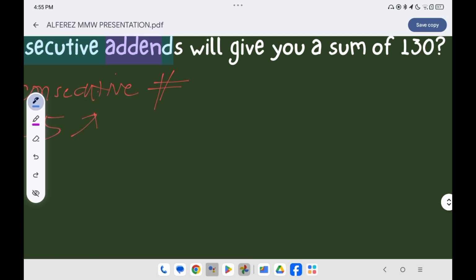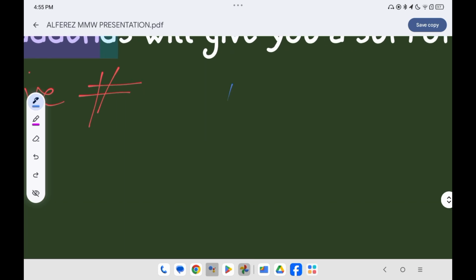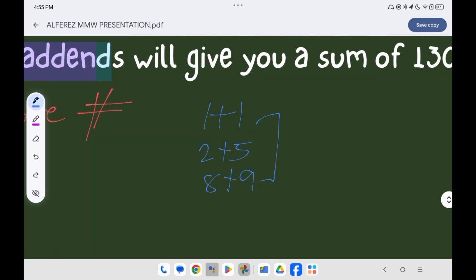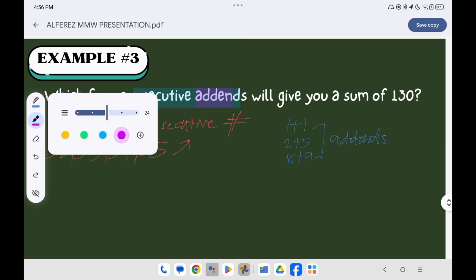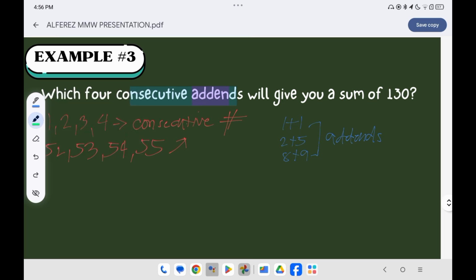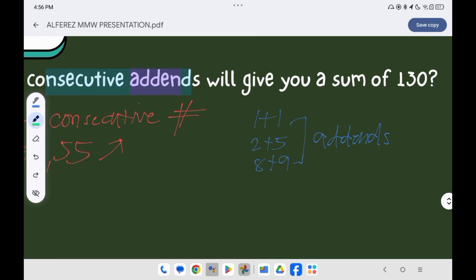Let's try another color. Addends: 1 plus 1, 2 plus 5, 8 plus 9. That is called addends. But when we say sum, I know you all know this, but I still need to explain this further so that you get the concept of guess and check.